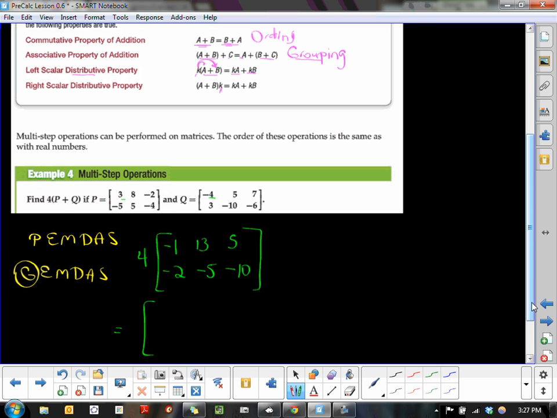And now our new result is -4. And 4 times 13 is 12, carry the 1, that should be 52, and 20, -8, -20, and -40. It's an ugly matrix symbol, let me clean it up. That is our final matrix on the 4 times P plus Q.